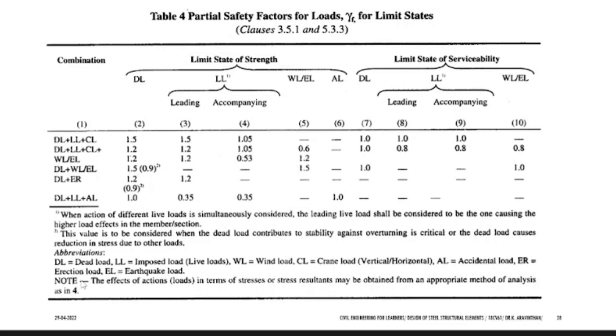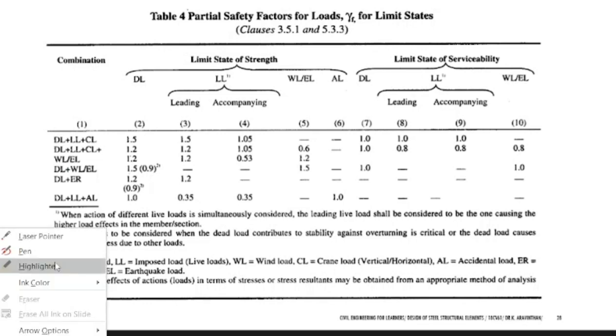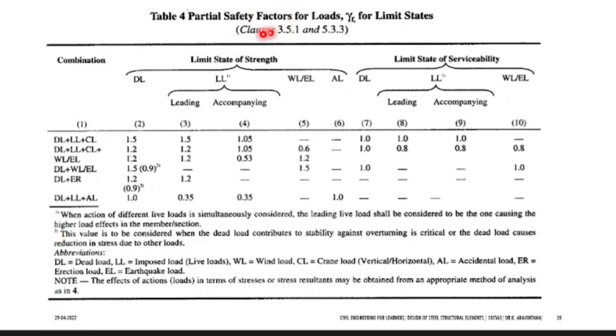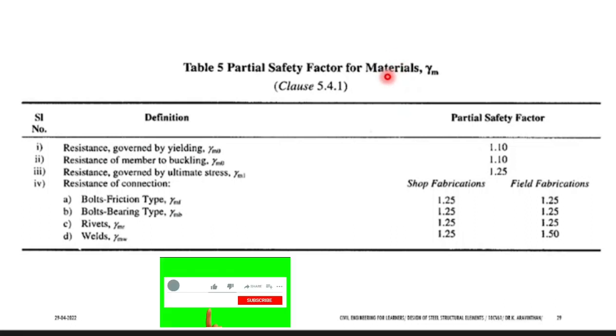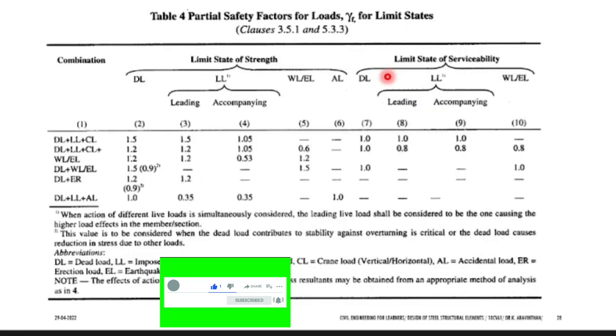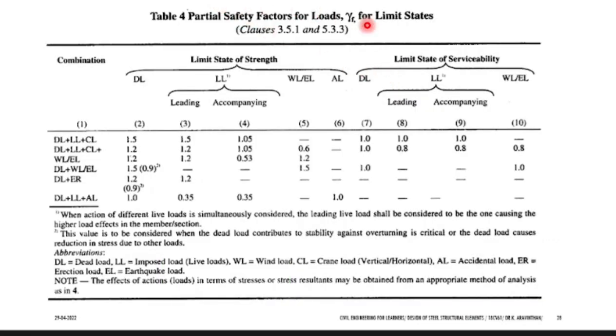29. So here you have the partial safety factor. This is partial safety factor for loads. What is table number 5? Partial safety factor for materials. For load factor, which partial safety factor should you use? The name identifies it. What is load factor? The component is load here. So you have partial safety factor for loads.